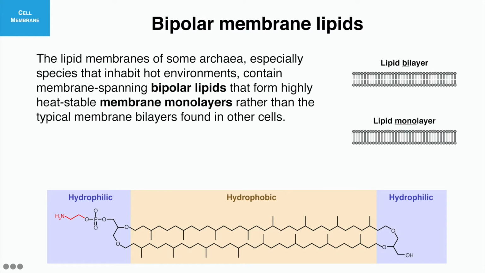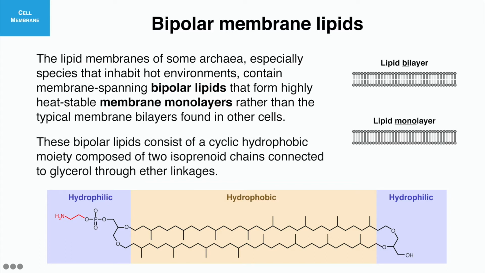The lipid membranes of some archaea, especially species that inhabit hot environments, contain membrane-spanning bipolar lipids that form highly heat-stable membrane monolayers rather than the typical membrane bilayers found in other cells. These bipolar lipids consist of a cyclic hydrophobic moiety composed of two isoprenoid chains connected to glycerol through ether linkages.